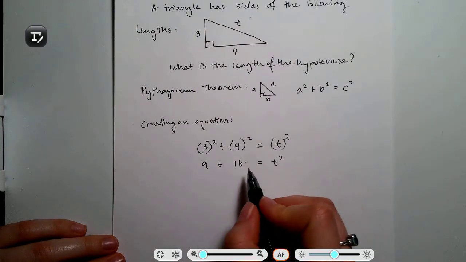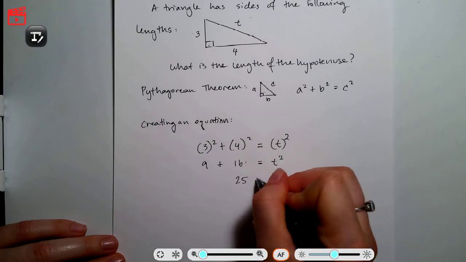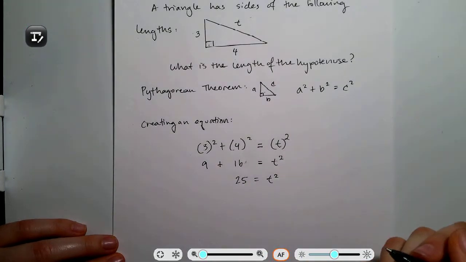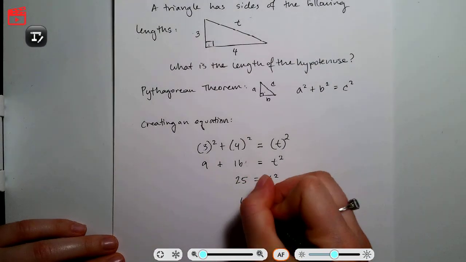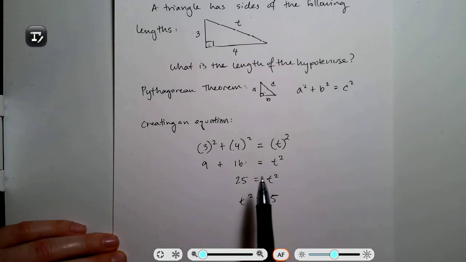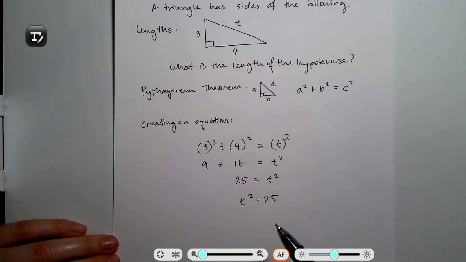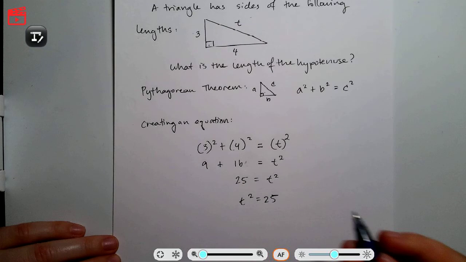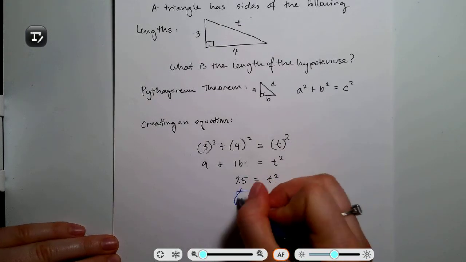9 plus 16 is 25 equals t squared. Okay, and I'm going to go ahead and just flip this around so it looks more familiar to us. t squared equals 25. I haven't done anything to change the problem. 25 equals t squared is the same exact thing as t squared equals 25. All right, so now this is perfectly set up for the square root property. I have my t squared by itself. So let's square root both sides to get rid of that square.